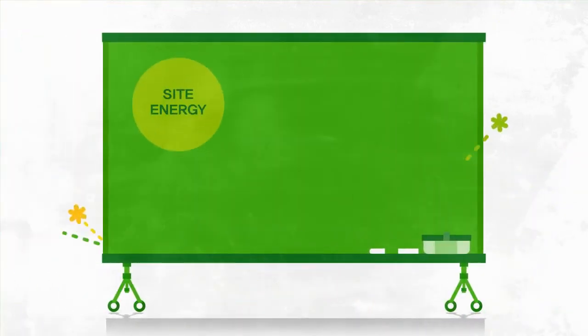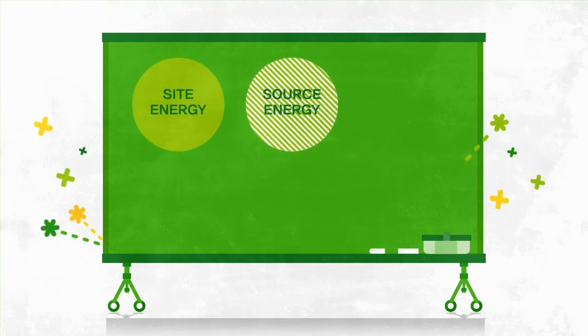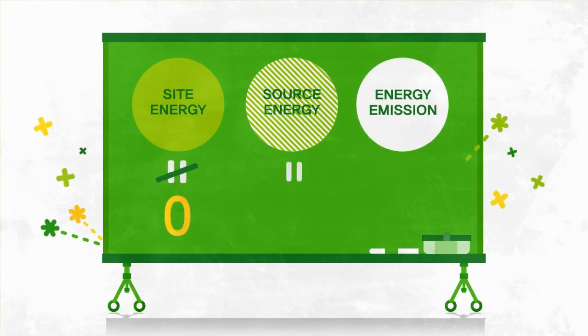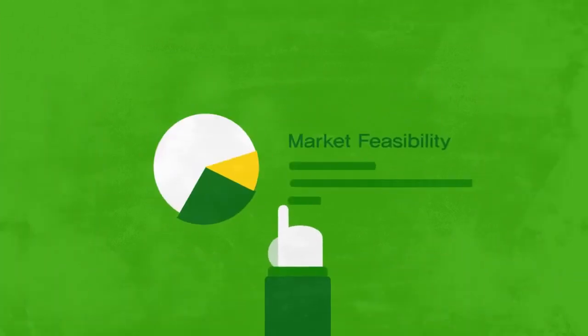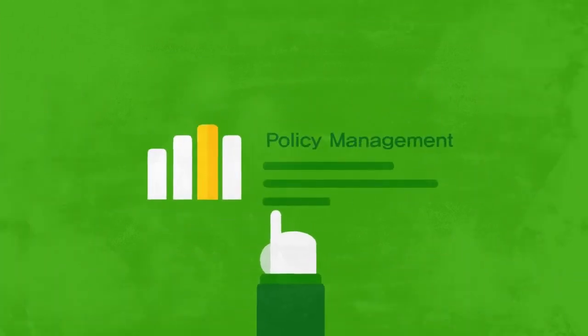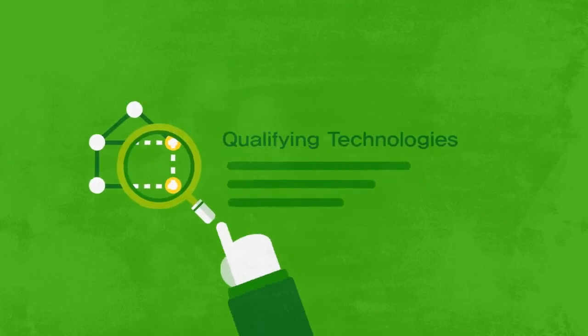Houses designed and built to fit the criteria of a net zero energy site, source, and emission building do not necessarily meet the criteria for net zero energy cost buildings. In order to meet the criteria for net zero energy cost buildings, one needs to go beyond the design and construction of the building.